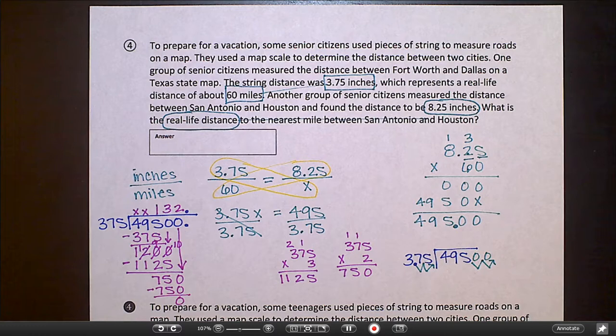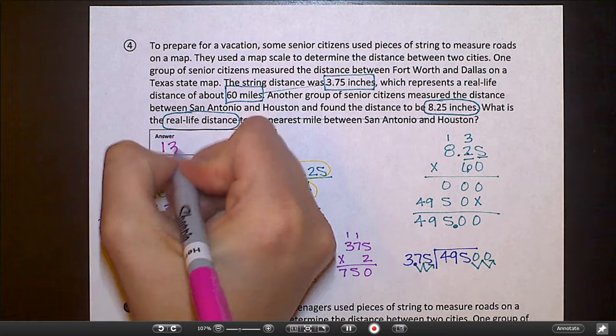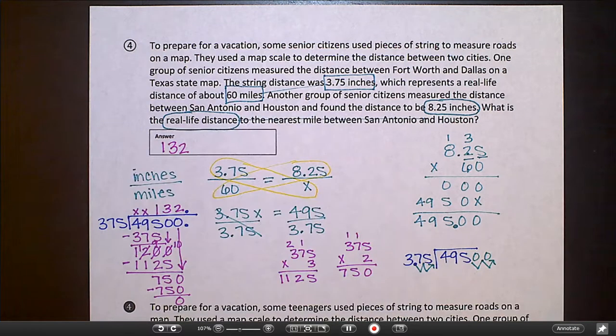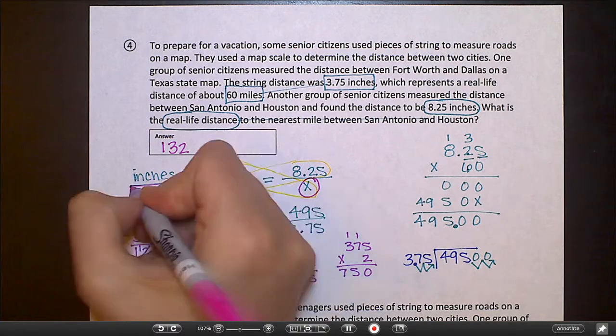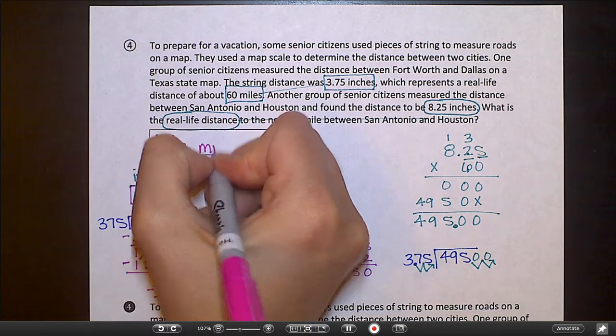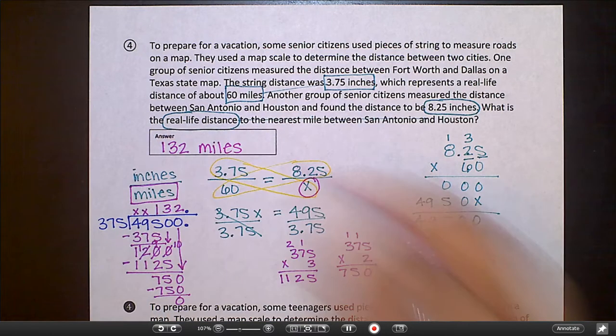So my answer would be x equals 132. Oop, what's my unit? X is on bottom and miles is on bottom. So that's my reminder that my unit has to be miles.